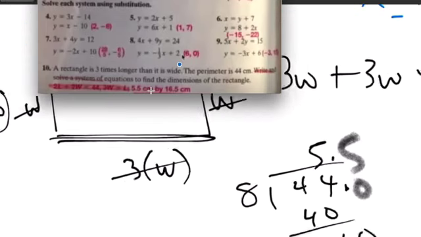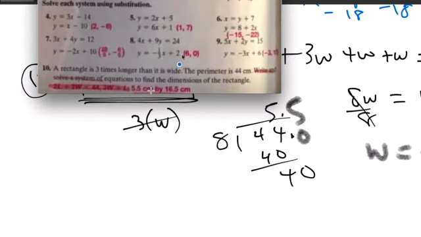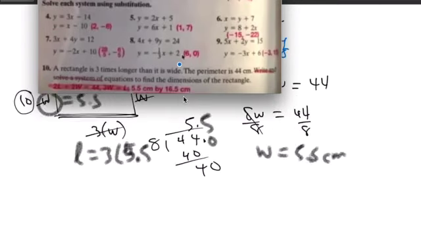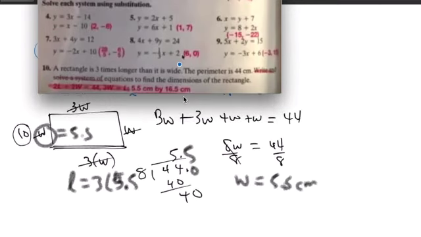So the length then is 3 times that. So the width is 5.5. The length then is 3 times that. 3 times 5.5 is how they get 16.5 here as an answer, okay? So I hope that helps you on that equation. All right.